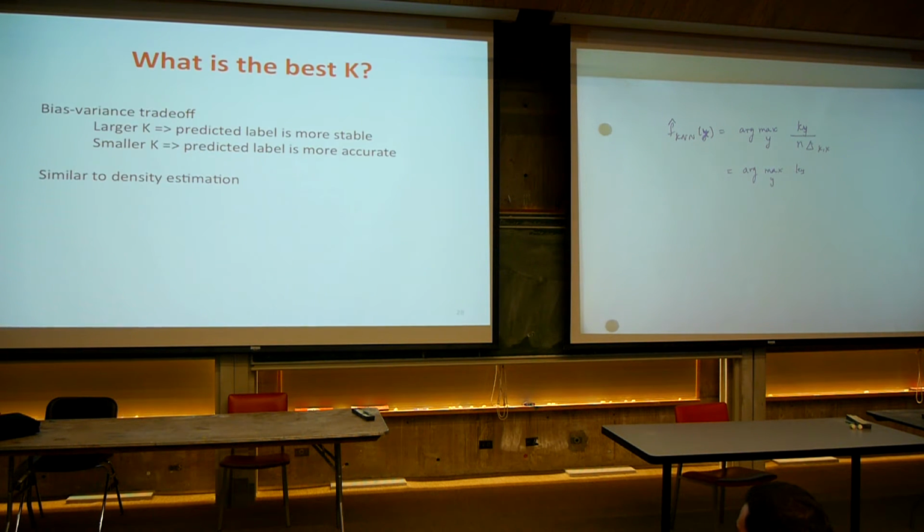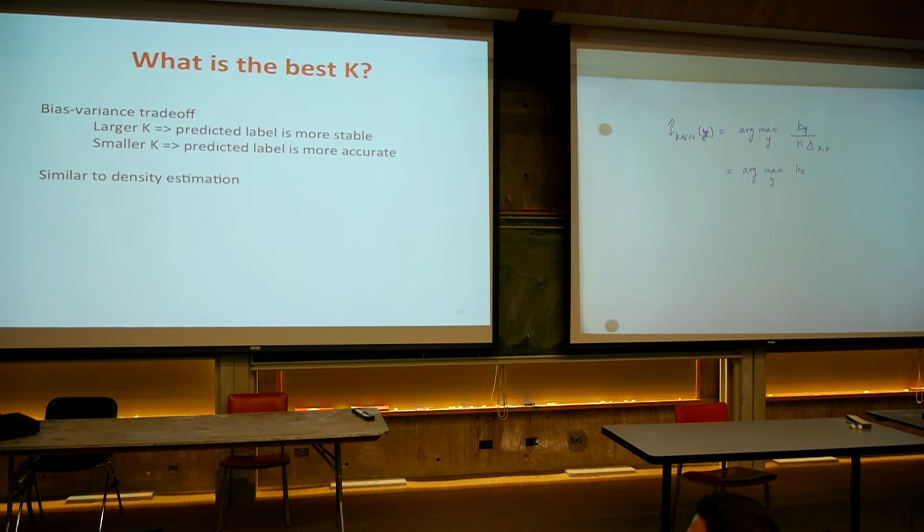But in general, you can see that the larger we make k, the smoother is the boundary, and the predicted label is much more stable. So clearly in the k equal to n case, it's a very, very stable label. We are always predicting whichever class is more likely. And the smaller we make k, the predicted label becomes more accurate for the points near the decision boundary. The smaller you make k, the better you're doing at the prediction. But your estimate tends to be much more unstable. So again, you have a bias variance story here, similar to density estimation.